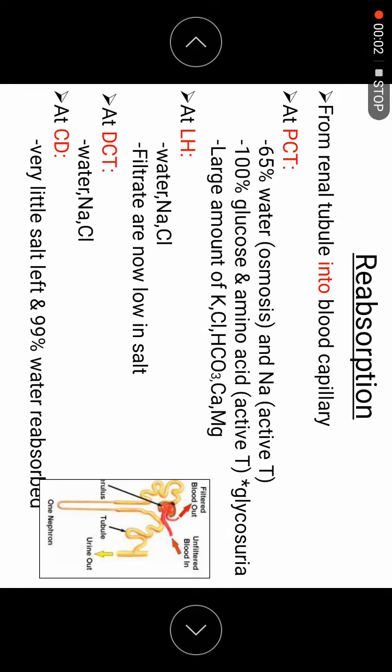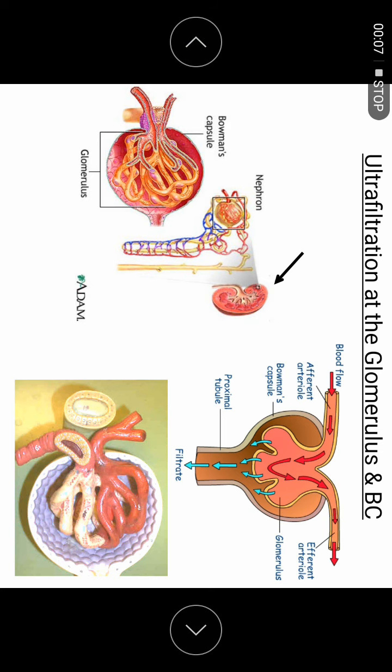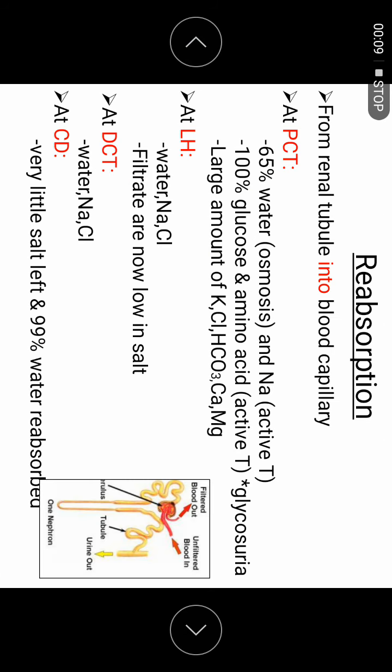Okay, next is reabsorption. Just now we have seen the ultrafiltration process due to high pressure. Ultrafiltration is due to high pressure from the afferent and efferent. Okay, now we will see the reabsorption. So reabsorption is from the renal tubule. The reabsorption happens from the renal tubule into the blood capillaries.